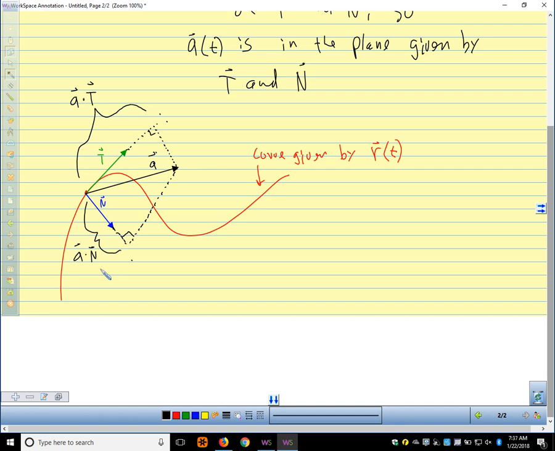So this gives us another way of describing the tangential and normal components of acceleration. So we can see that the tangential component of acceleration, a sub t, is a dot t. So that's another way to find the tangential component of acceleration. And a sub n is a dot n.